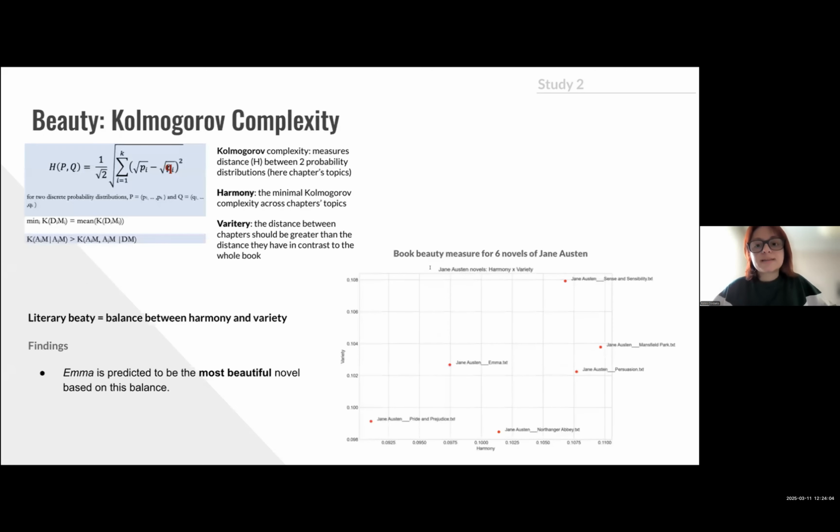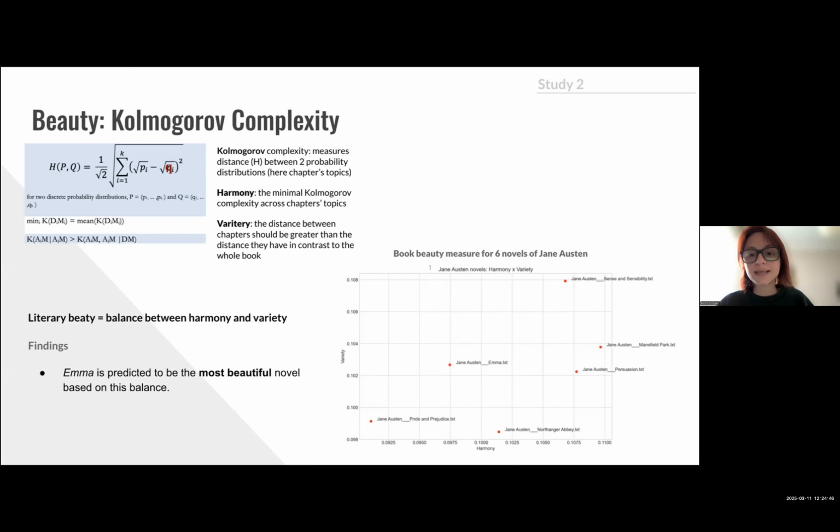The final measure attempts to quantify perceived beauty using Kolmogorov complexity. The idea is that the most beautiful texts strike a balance between harmony and variety, meaning that they are complex but not too chaotic. Kolmogorov complexity, using Hellinger distance, measures the difference between two probability distributions, P and Q. In literary analysis, it quantifies how much the topic distribution of a chapter deviates from the overall topic distribution of a book. A smaller value indicates less distance and a higher similarity.